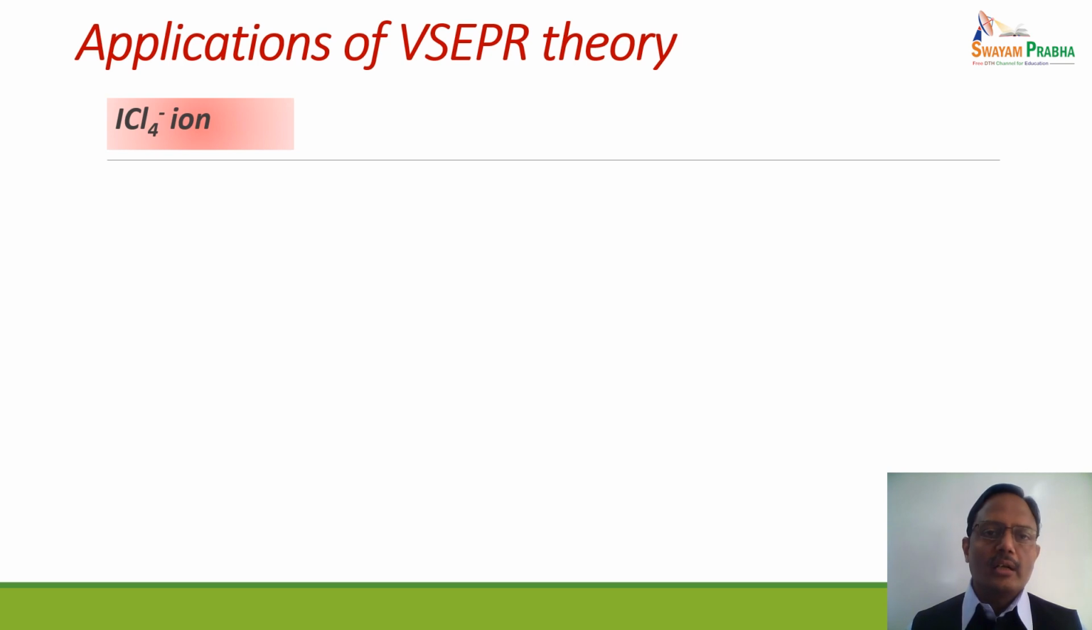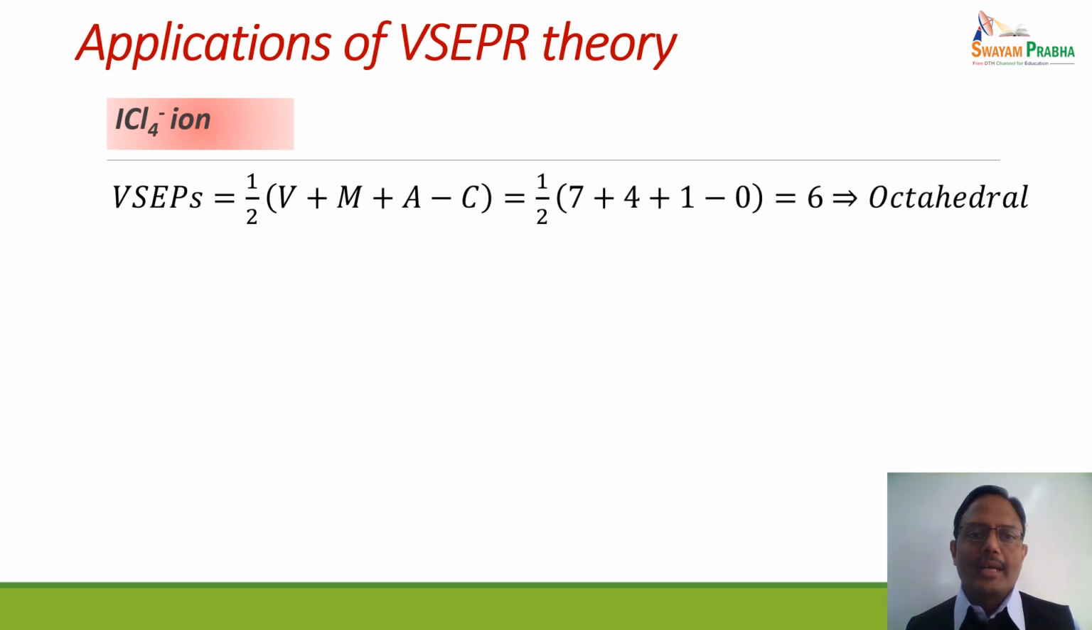One more ionic species is the ICl4 negative ion. This is a type of polyhalide ion. Iodine is the central atom. The number of valence shell electron pairs can be calculated as 7 electrons in the valence shell of iodine, plus 4 monovalent chlorine substituents, plus 1 electron because of the negative charge, which is equal to 6.